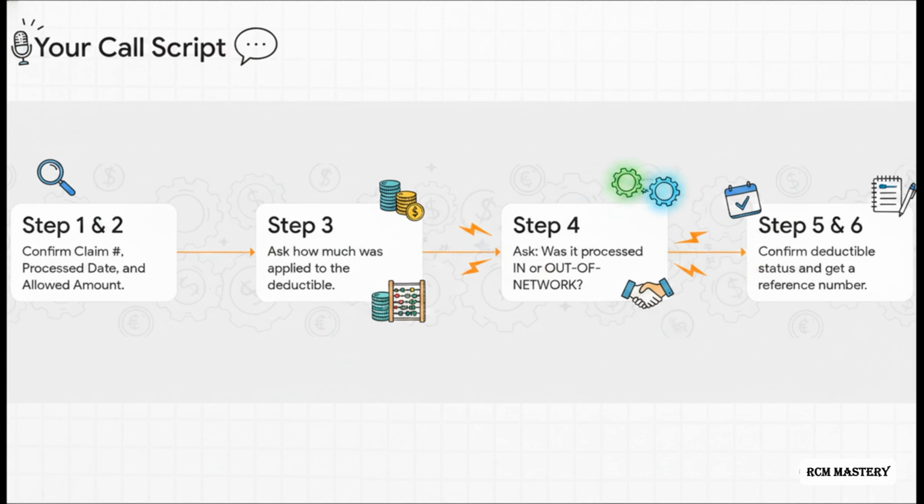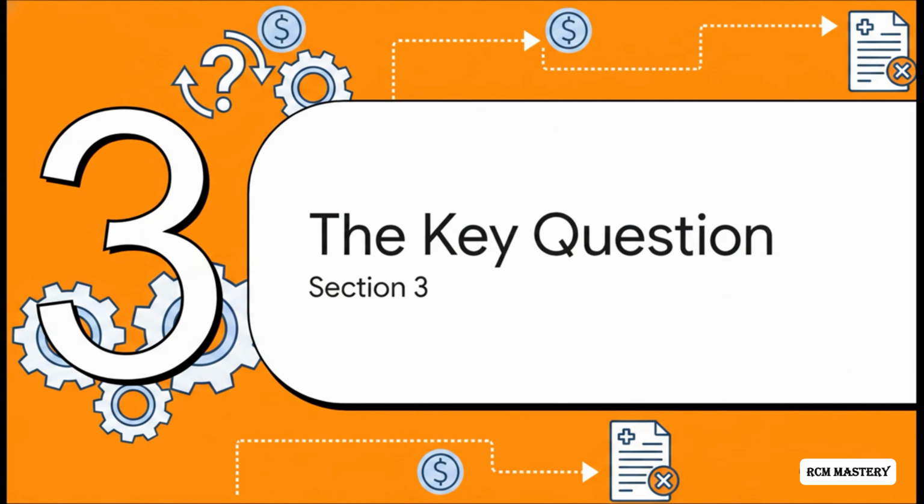And then here's the absolute game changer. You have to ask if the claim was processed in-network or out-of-network. Wrap it up by confirming the patient's overall deductible status. And please, never hang up that phone without a call reference number and the rep's name. I just called one of those questions a game changer.